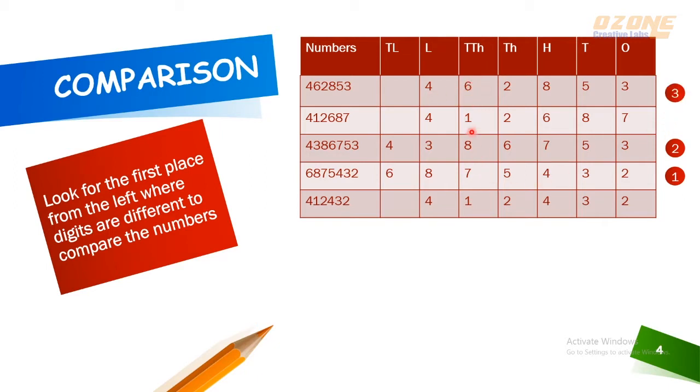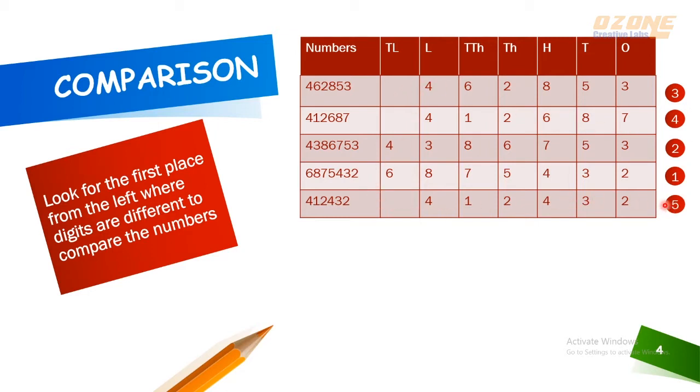Now comparing the other 2 numbers, both are the same, so we'll move on to the next place, that is thousands place, that is also same as 2. Then we'll move on to the next place, that is hundreds place. Here 6 is given and 1 is 4. So where 6 comes will be the next greatest number, and where 4 comes will be the last number.